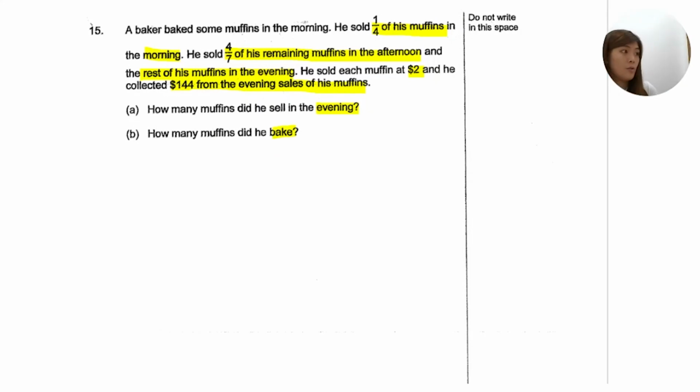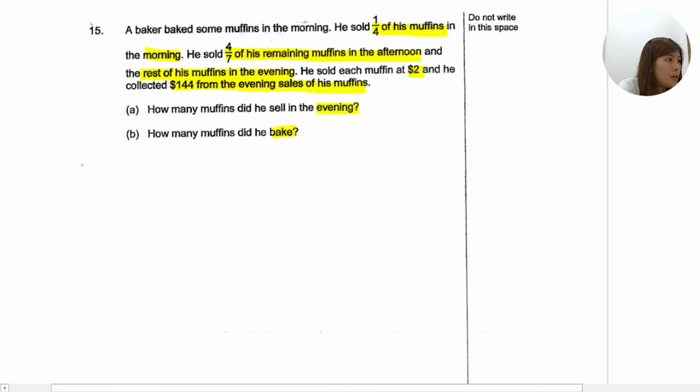Okay, so part A, right? Part A, how many muffins did he sell in the evening? Okay, so he sold each muffin at $2 and he collected 1/4 from the evening sale of his muffins. So from here you take 1/4 divided by $2, you get 72 muffins. So he sold 72 muffins.